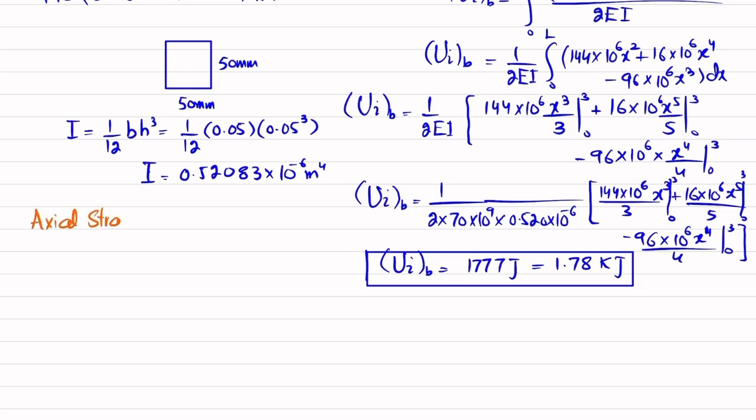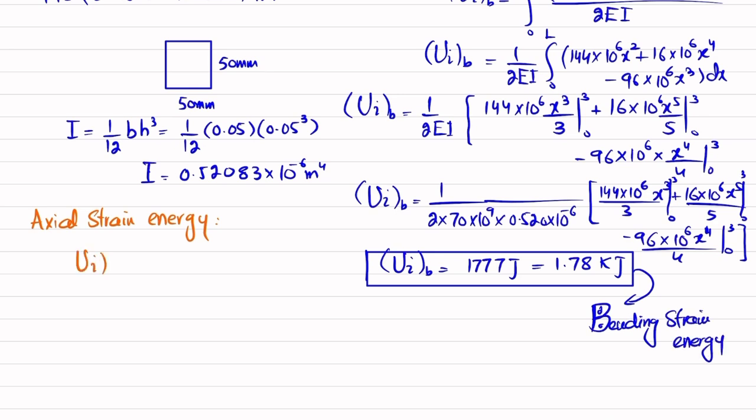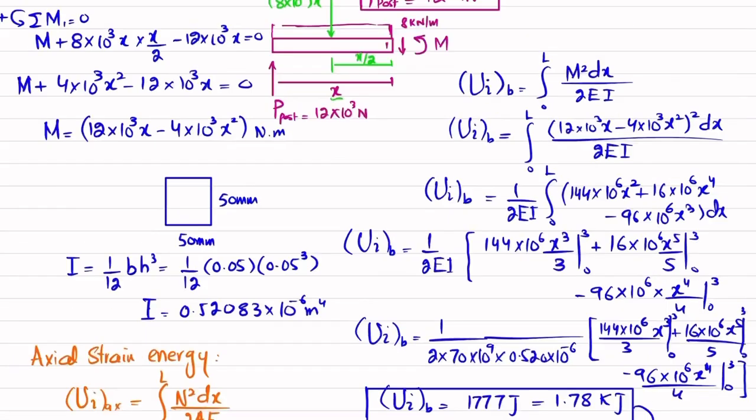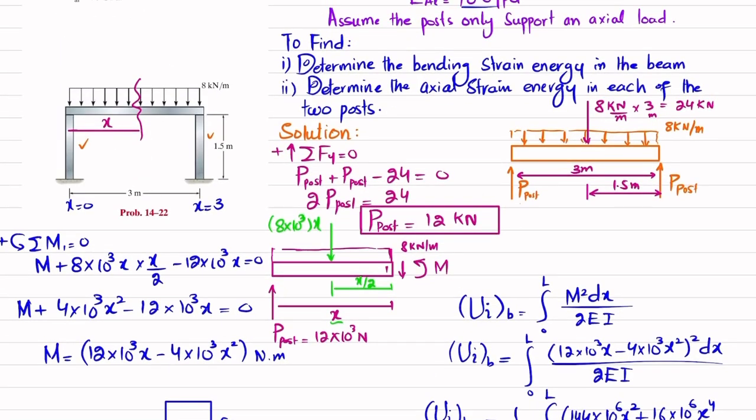Axial strain energy. Let me write it here. This is bending strain energy. Okay. For axial strain energy, we know that strain energy due to axial loading is equal to integral of 0 to L N square dx divided by 2AE. Clear? So what we will do is that we have N. N is actually the normal load or axial load. So you can see the axial load of this post is PS, 12 kilonewton.